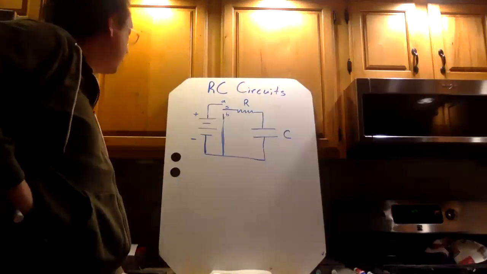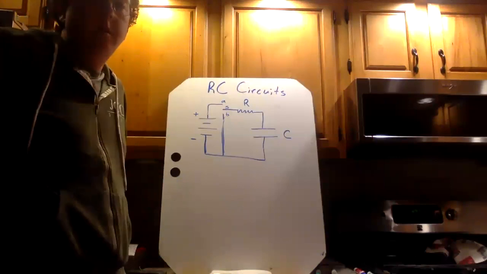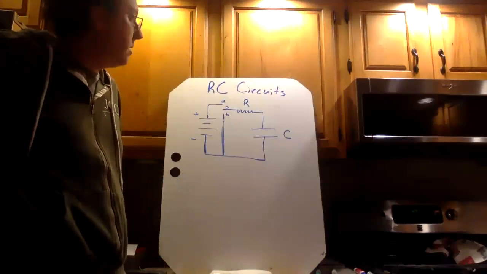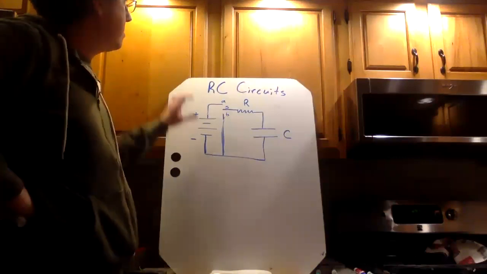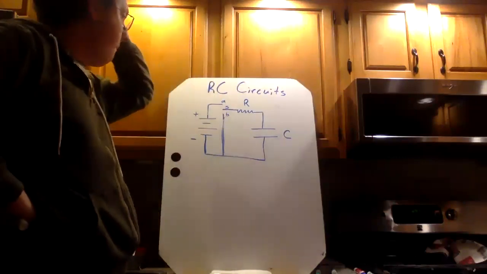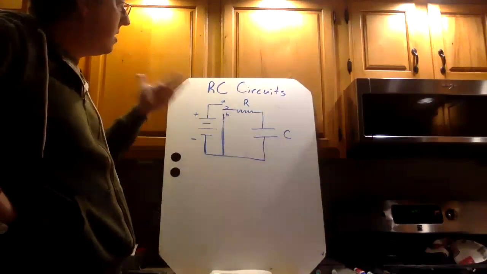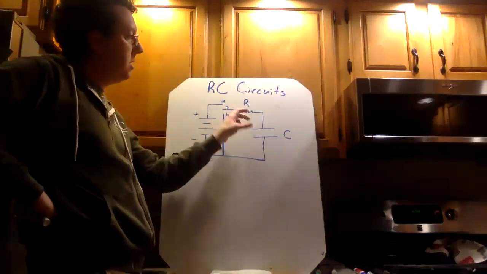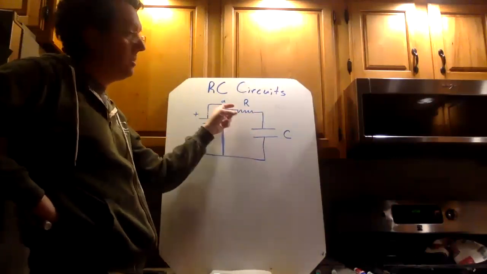This is our last video on simple circuits, at least till we get to inductors. And that's going to be RC circuits. So I've drawn a prototypical example. We have a resistor and a capacitor. They are in series.